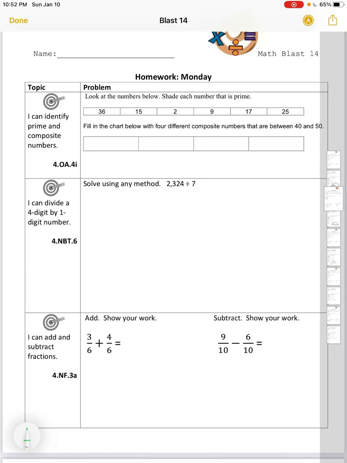Math Blast 14. I can identify prime and composite numbers. Look at the numbers below. Shade each number that is prime. A prime number is a number that has exactly two factors, 1 and the number itself.